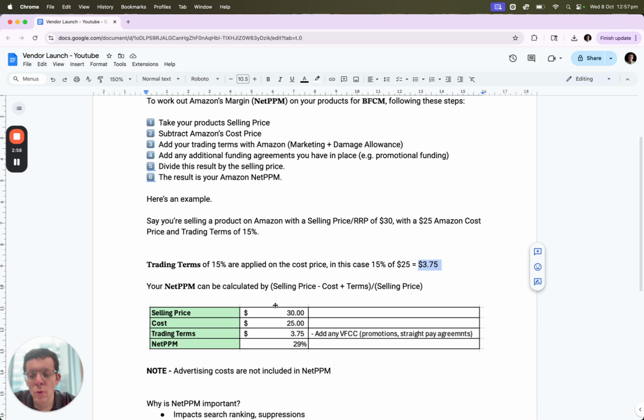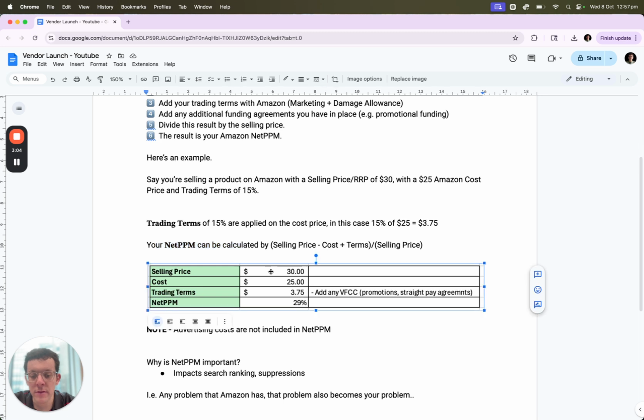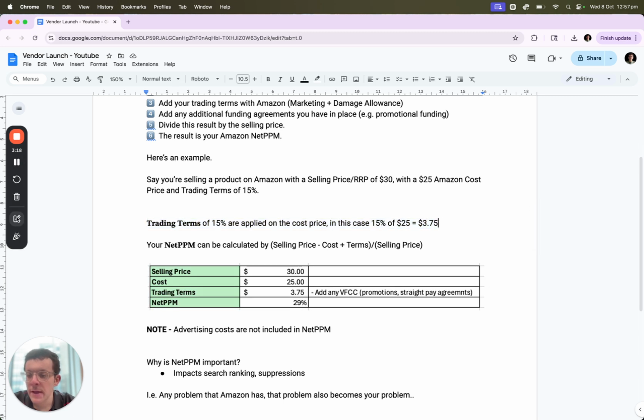And then net PPM is calculated as follows. We take the selling price, $30. We subtract the cost. This is the buy price, what Amazon are buying the product from you at, $25. We add the trading terms, which, as I mentioned, are $3.75. Again, we can add other VFCC. This stands for vendor-funded contract COGS, so other agreements, promotional agreements, straight pay agreements, and so on. We add those, and then we get a net PPM figure of 29%.